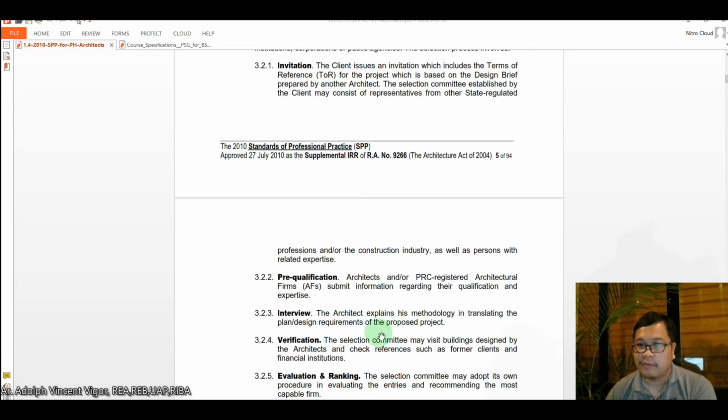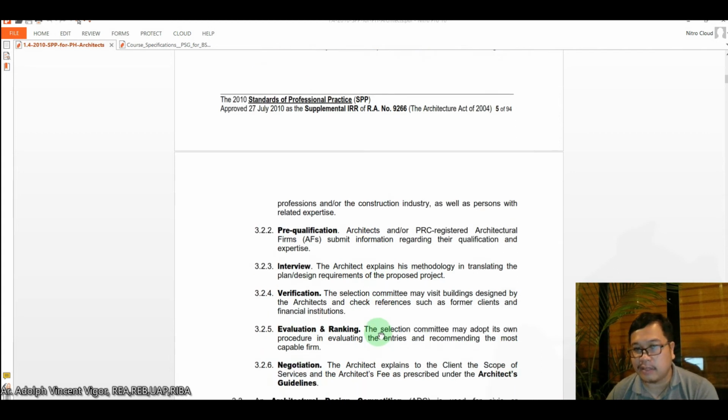of the proposed project. Then there's a verification. So the selection committee may visit buildings designed by the architects and check references such as former clients and financial institutions. So why is it last that the financial institutions will be checked aside from the former clients?